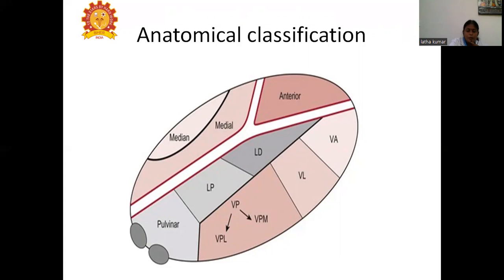And next part is medial group nuclei. Medial group nuclei are present in the medial part of the thalamus. So the medial group nuclei include dorsomedial nucleus and centromedial nucleus. One more nucleus is midline nucleus. Dorsomedial, centromedial, and midline nucleus.